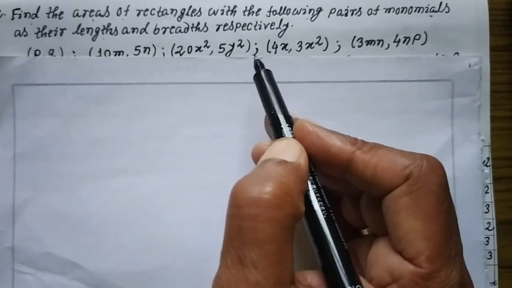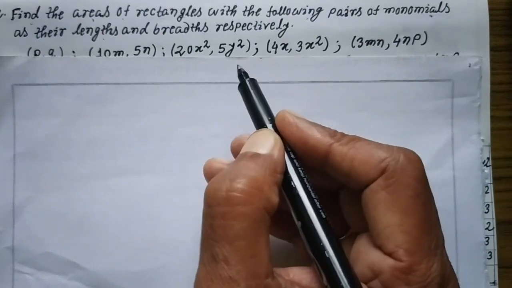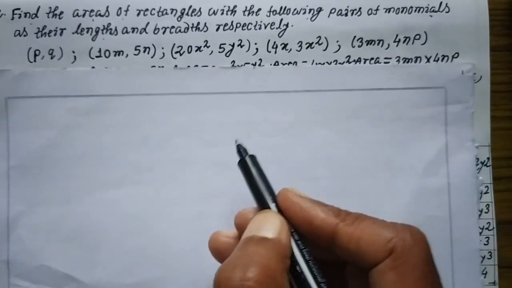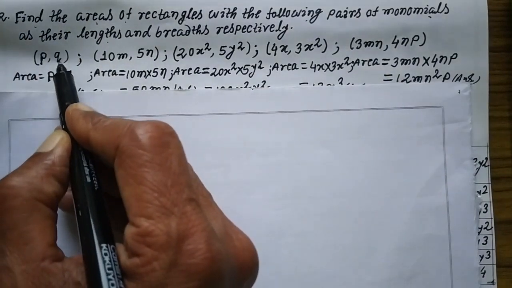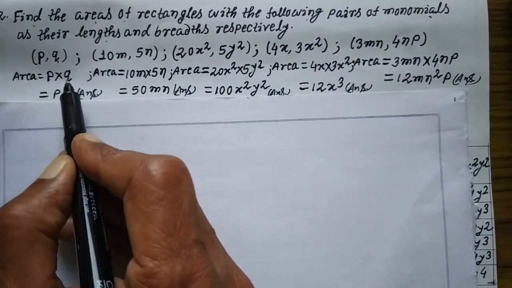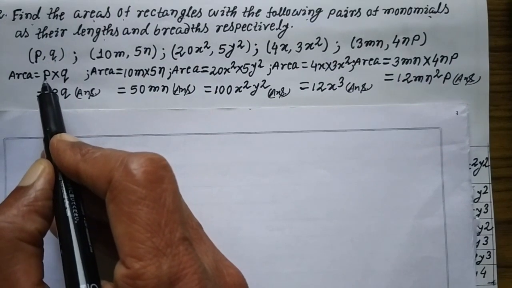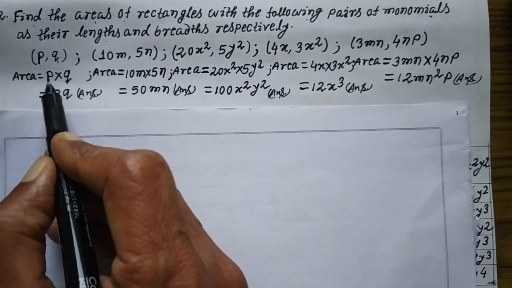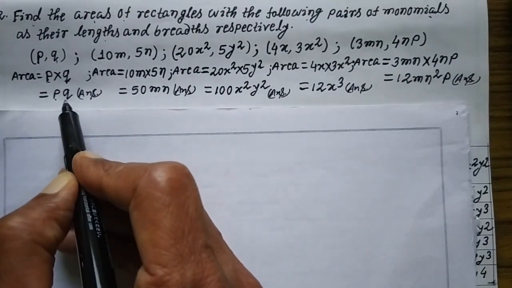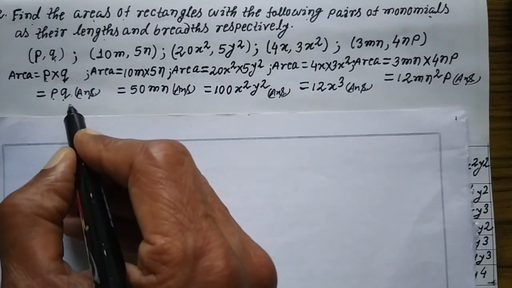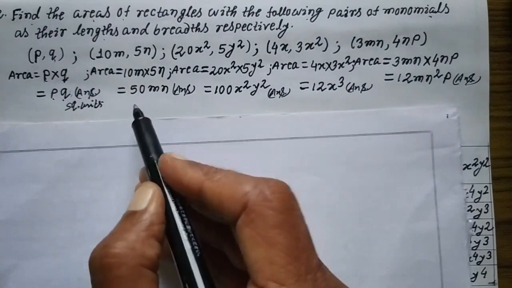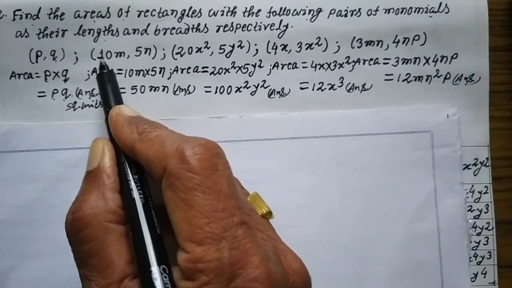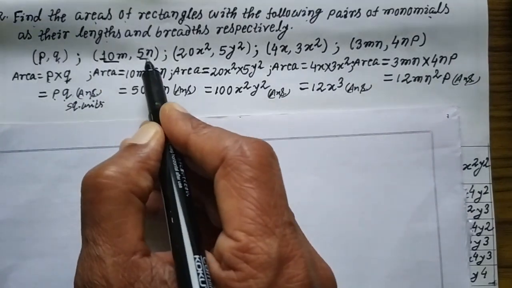Okay student, question number 2 from the NCERT book. Find the areas of rectangles with the following pairs of monomials as their length and breadth respectively. Length and breadth having, so you know the area of the rectangle, length into breadth. So P and Q, P is the length, Q is the breadth. So area equal to P into Q. So variables are not same, so it will be adjusted, PQ. You can write the square units here.